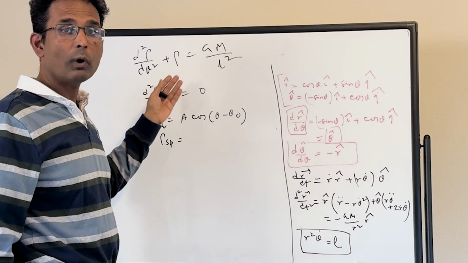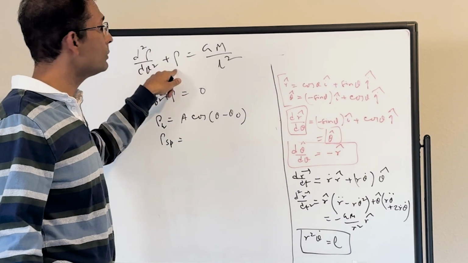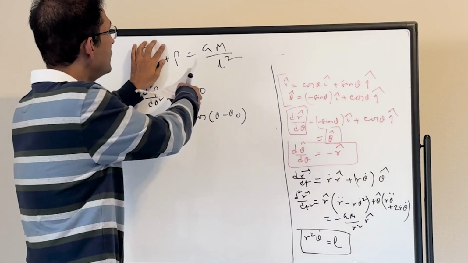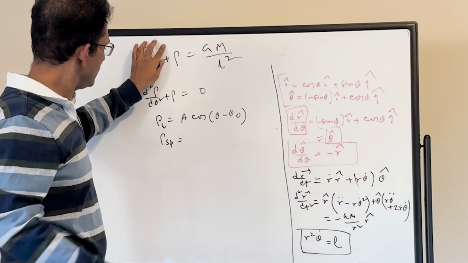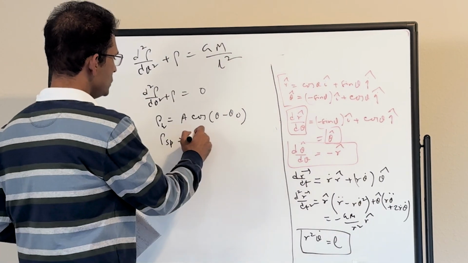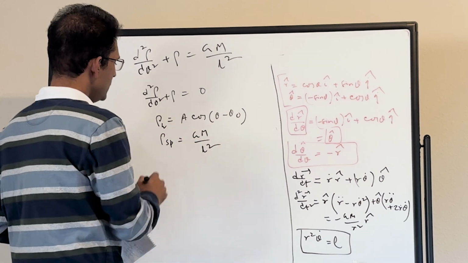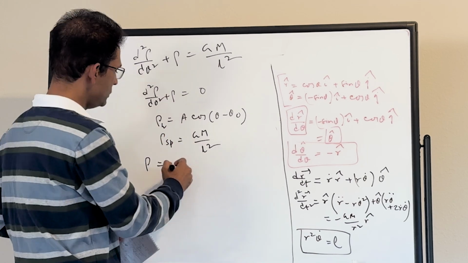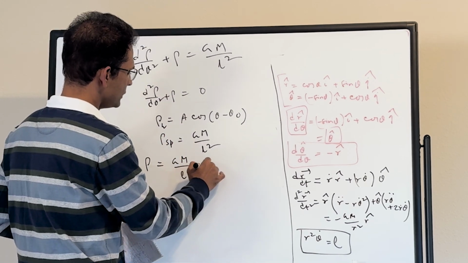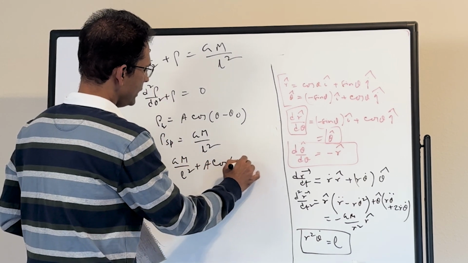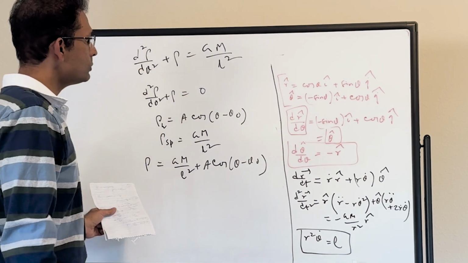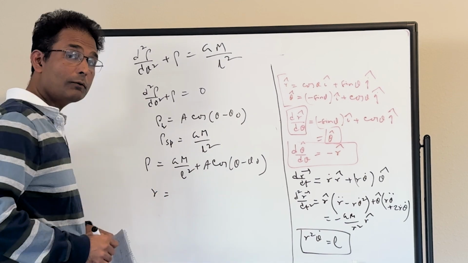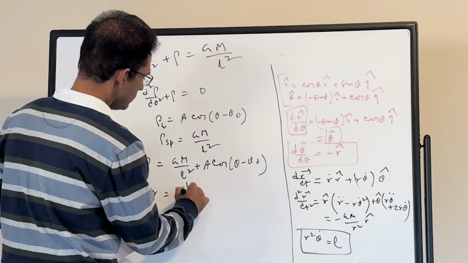So you have to guess what the special solution is. Well, just rho equal to a constant. Let's say rho is just a constant term, then the first term vanishes, and that constant term is what you have on the right side. So rho special is going to be GM over L squared. The net solution is just the sum of these two, so you can write rho as GM over L squared plus A cosine of theta minus theta 0. But what is rho? Rho is 1 over r. Remember, so r, the radius vector, is 1 over this whole thing.